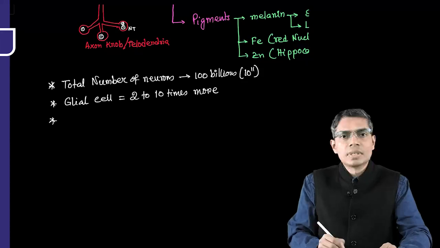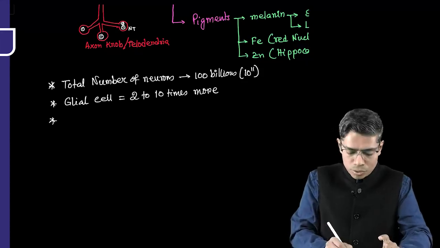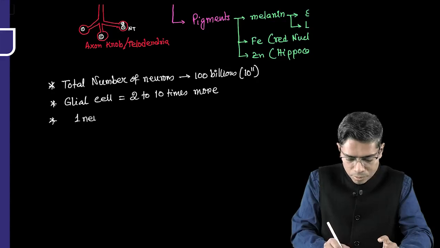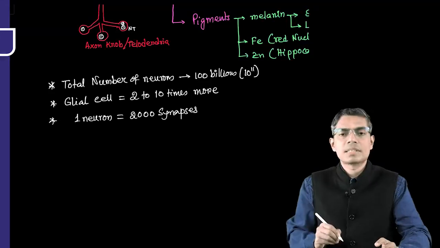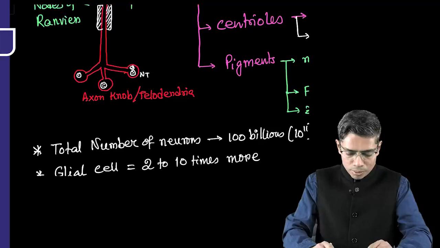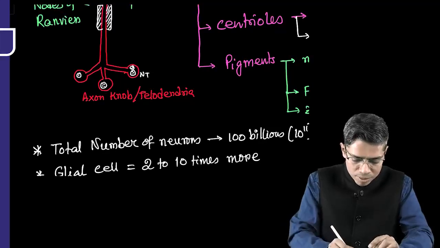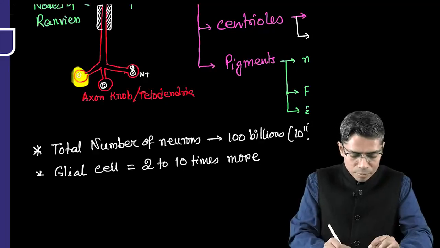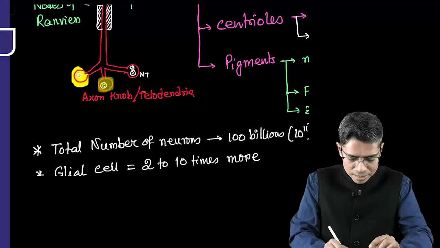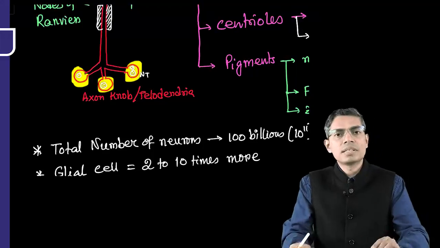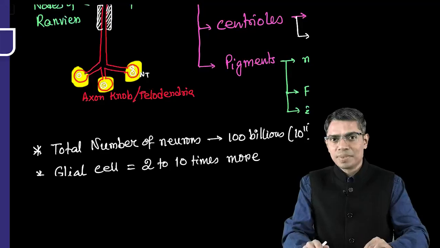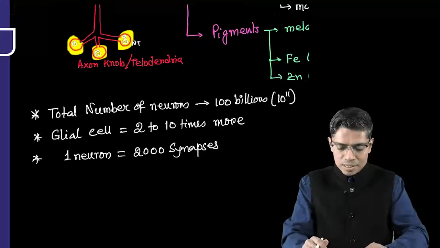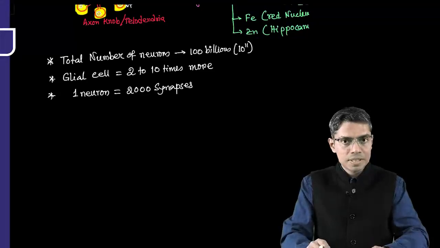The third thing is that in the CNS, on average, one neuron can form up to 2000 synapses. Getting my point? We all know that each individual axon knob can form a single synapse. So in this diagram, I can find that 3 axon knobs are there, so this neuron will form 3 synapses. But that is not the actual number. Actually, one neuron in the central nervous system can form 2000 synapses.